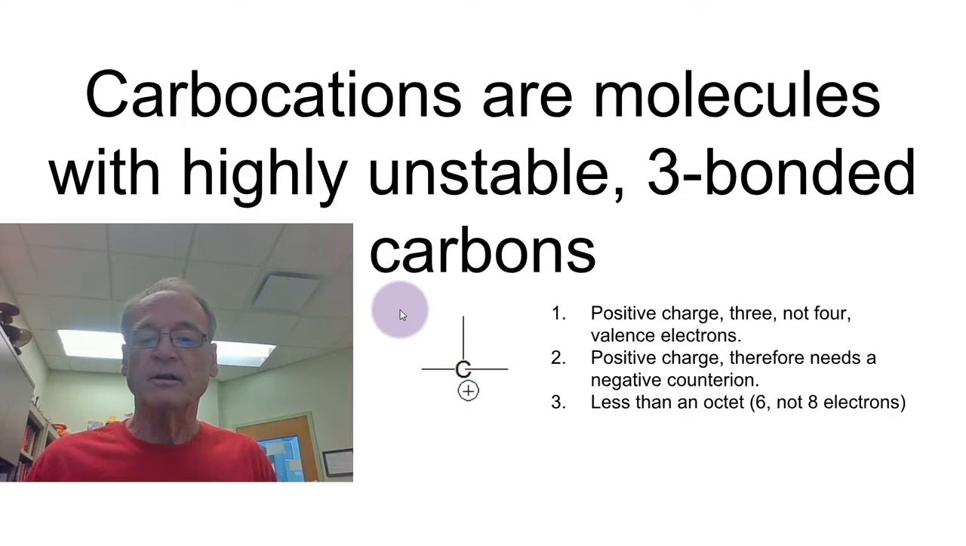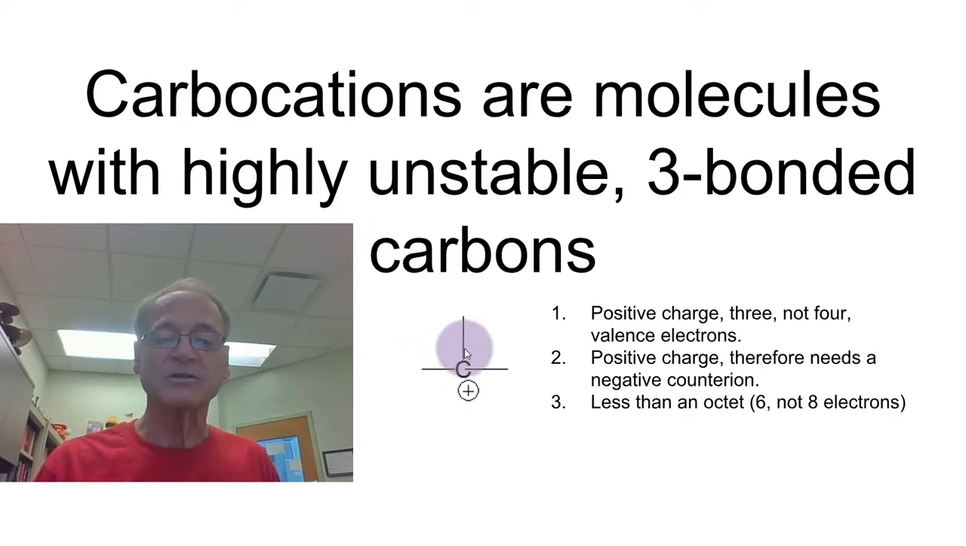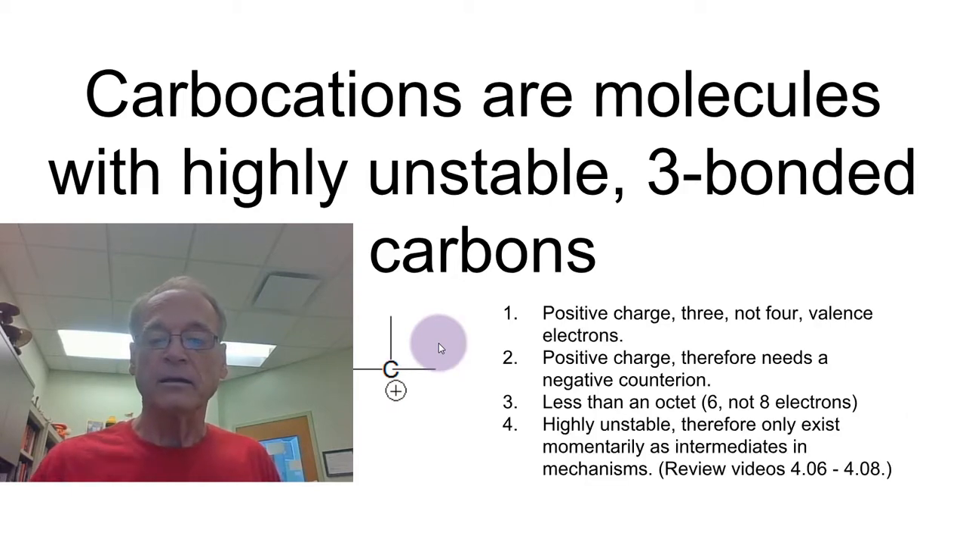Also notice, as I said, carbocations have less than an octet. That's because they have 6 total electrons around instead of 8. And finally, as I said, they're highly unstable, only exist as intermediates in mechanisms. You can't go to the stockroom and find a jar or a bottle that contains positive carbon molecules. Just to review the idea of mechanisms, you might want to go back and review videos 4.06, 4.07, and 4.08.